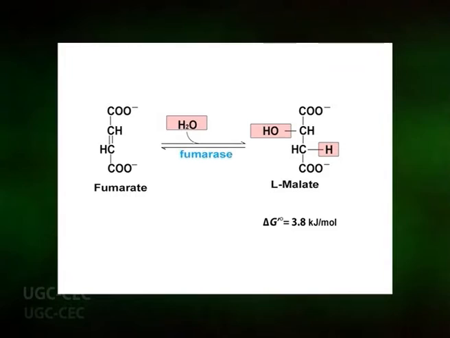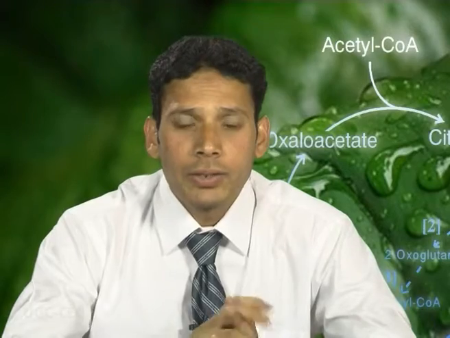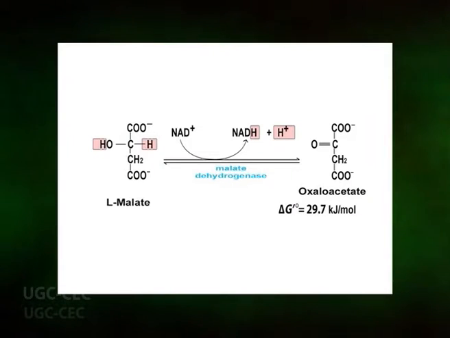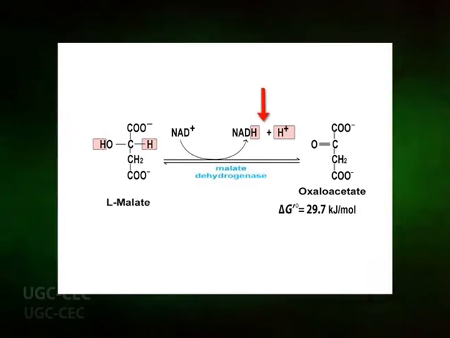This is the reaction where fumarate gets hydrated into malate in presence of fumarase. The last step, oxidation of malate to oxaloacetate. In the last of the 4 oxidation steps in the cycle, the carbon carrying the hydroxyl group is converted to a carbonyl group, regenerating the oxaloacetate needed for the continuity of the cycle. This reaction is catalyzed by malate dehydrogenase. This is the reaction where malate gets converted into oxaloacetate and NAD+ gets reduced into NADH plus H+.